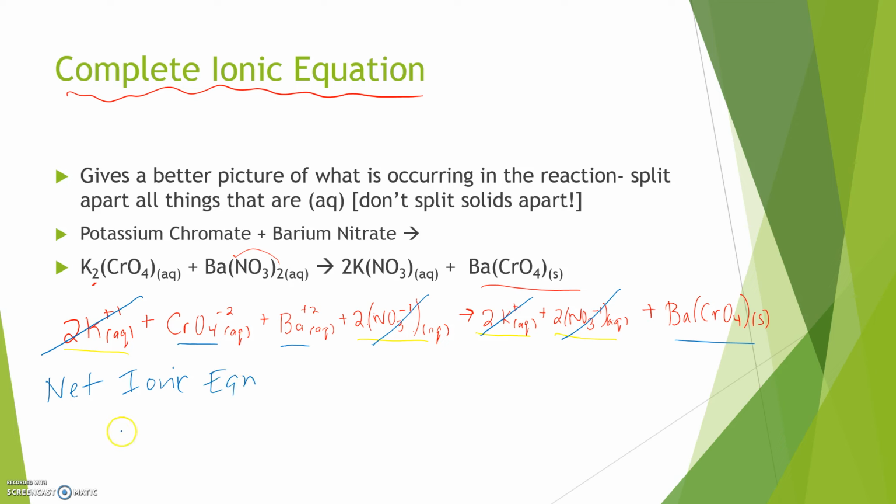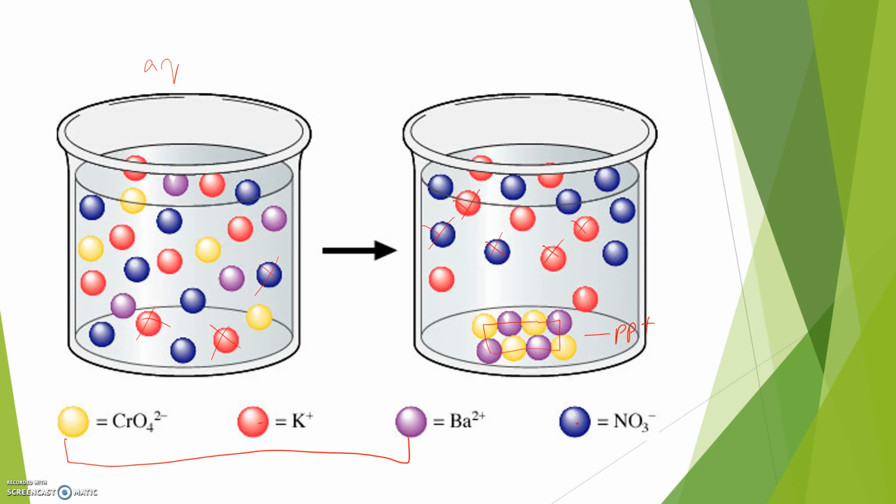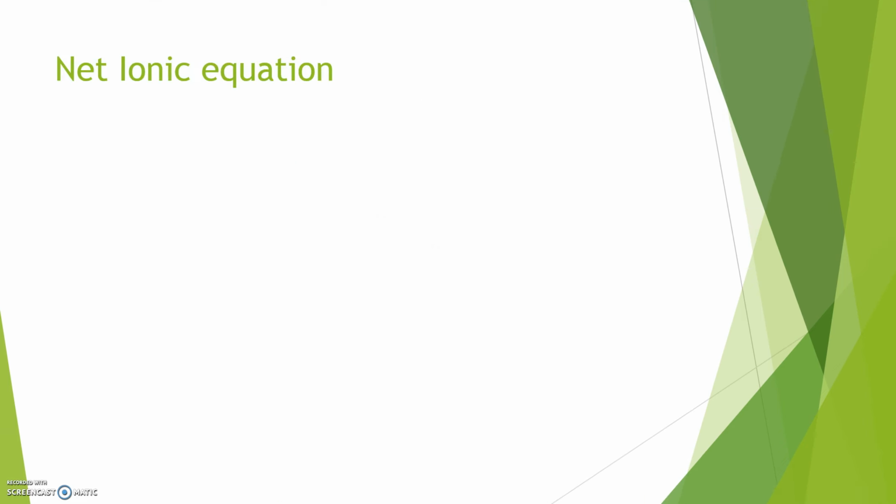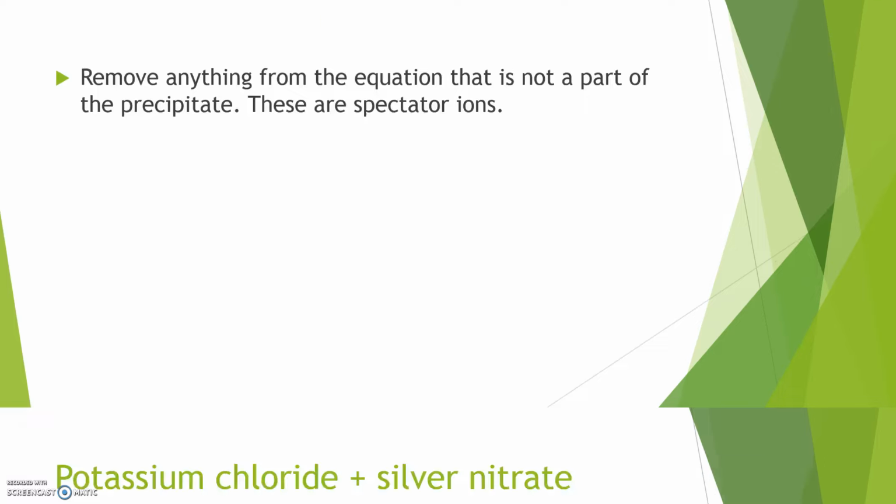So essentially I just recopy what I have there. CrO4 minus 2 aq plus Ba plus 2 yields BaCrO4 solid. So there is what's left. That is my net ionic equation, because that is really what's happening right here. That's really my equation. And that's the notes we took on net ionic.